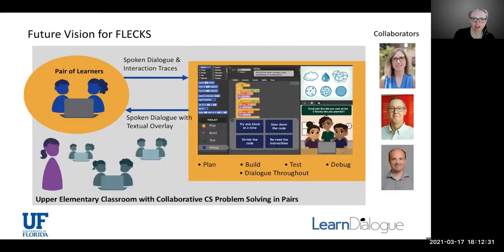And then our future vision is that there will just be this classroom full of real-time interaction between the kids in pairs and their teacher and these virtual agents that can support them through the entire planning, building, testing, and the rest of the process. And for that future work, we're collaborating, in addition to Eric Wiebe and Colin Lynch, with Maya Israel from the University of Florida College of Education.